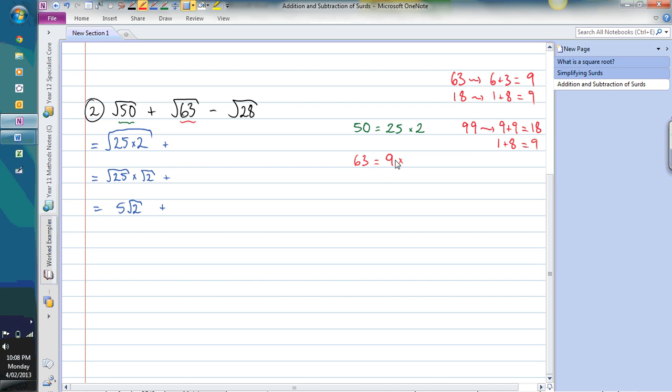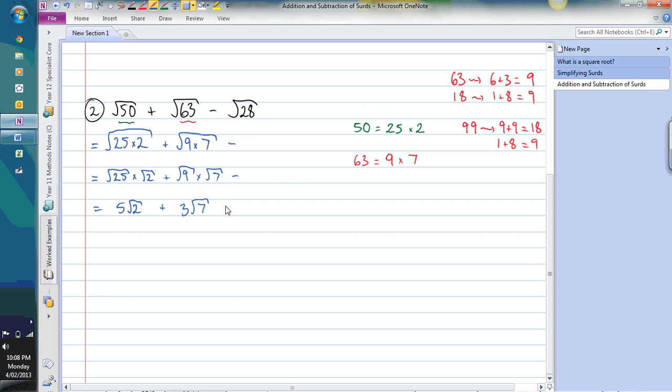So 6 plus 3 is 9, so I know that 9 is a factor of 63. And in fact, 9 times 7 gives me 63. So I'm going to rewrite square root of 63 as the square root of 9 times 7. This is like the square root of 9 times the square root of 7. Square root of 9 is 3. Square root of 7 can't be simplified, so root 7.